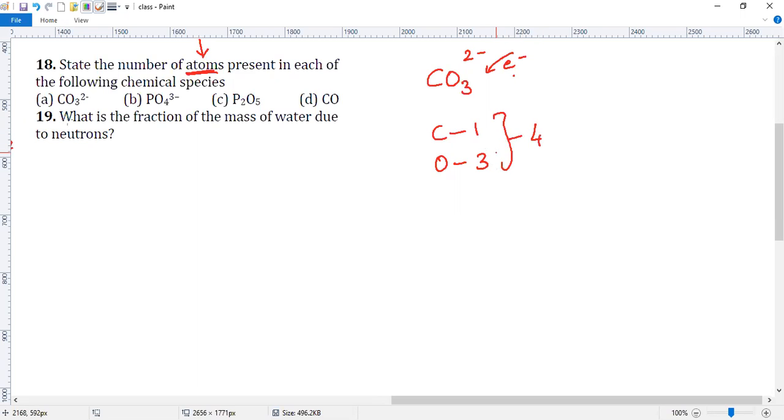Getting it? 4 for this one. Same way here, 1 P and 4 O's. So totally 5. P2O5. How many? 7. 2 phosphorus and 5 oxygen atoms. So totally 7 atoms are there. Here, only 2 atoms. Getting it? So each question carries half a mark for identifying these answers, and completely it's a 2-mark question. Fine?